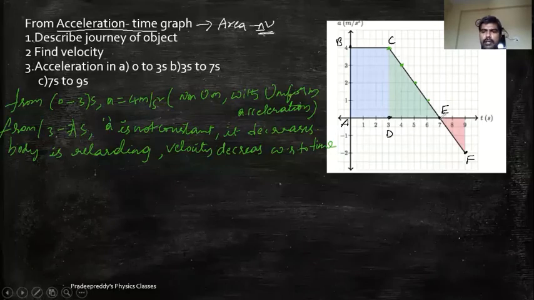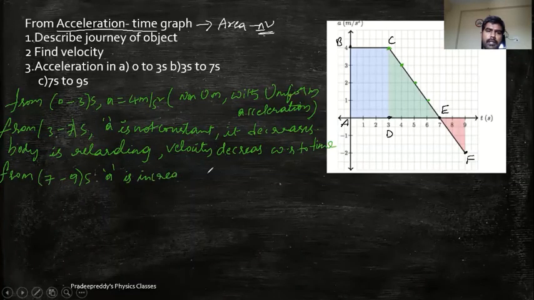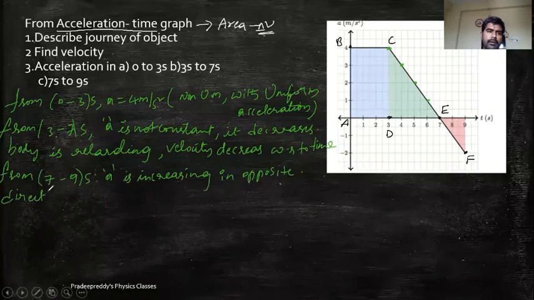Next, the last second, you see 7 to 9, the last one. From 7 to 9 seconds, how is the journey? See, check it up. Acceleration is coming from 0 to -2. Acceleration is increasing in opposite direction. So that means, for example, if the body is traveling right side, positive, plus A, from here it is coming back to the opposite direction.